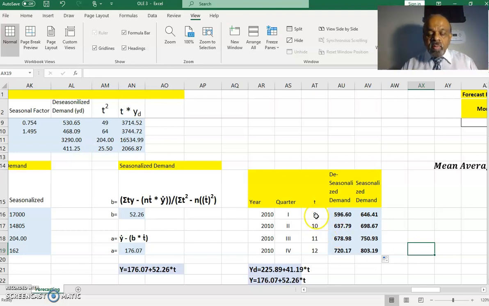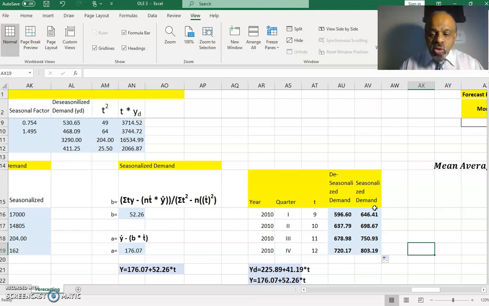So for quarter 1 of 2010, quarter 2 of 2010, quarter 3 of 2010, quarter 4 of 2010. See what I've done here? For quarter 1 of 2010, T is equal to 9. For quarter 2 of 2010, I made it 10 so that it is continuous. So we had 1 to 8 in 2008 and 2009, right? In 2010, I'm continuing with 9. Now I'm calculating it, okay? And this is how you calculate the deseasonalized and seasonalized portion of it.